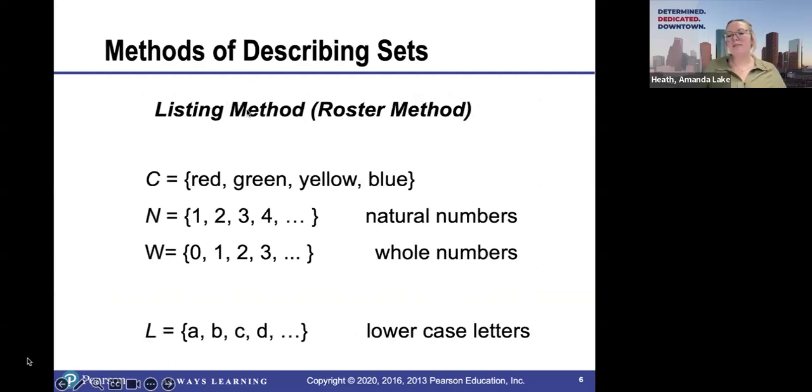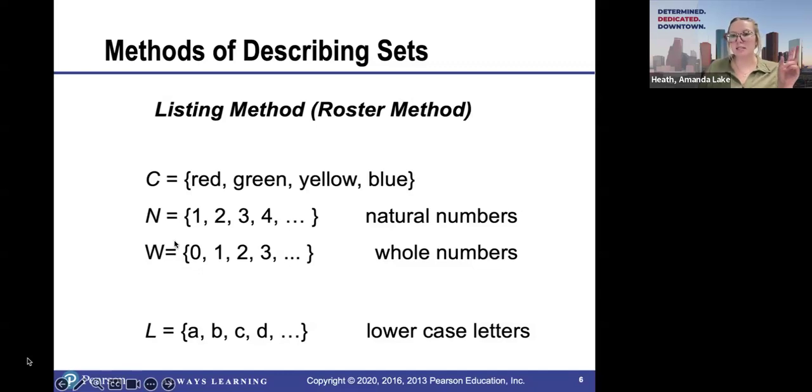All right, so we have a few different ways to describe sets. The first is just a listing out of the elements of the set. This is what's also known as the roster method. So C is the set of the colors red, green, yellow, blue. That's a finite set, just with 4 things in it.